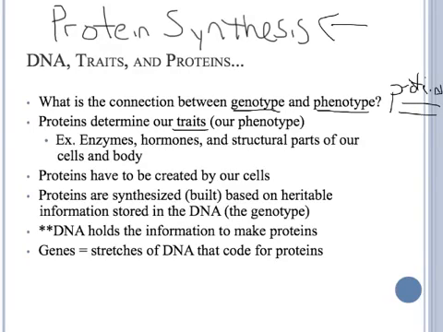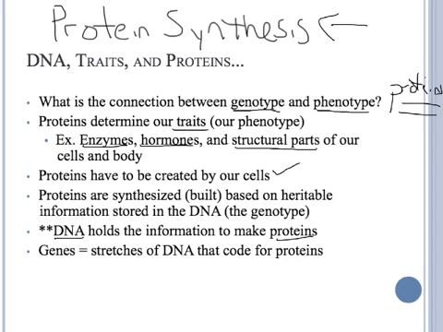Another example, you have genes for hormones that dictate things like your mood and all of your secondary sex characteristics. Genes encode for enzymes that influence things like metabolism. Genes also tell you what proteins to build for structural parts of your body, like the way your muscles and your skin look. However, for proteins to exist, they have to be created by our cells, by our ribosomes. So what we're going to be looking at in this half of the unit is how we actually read the DNA to build proteins.